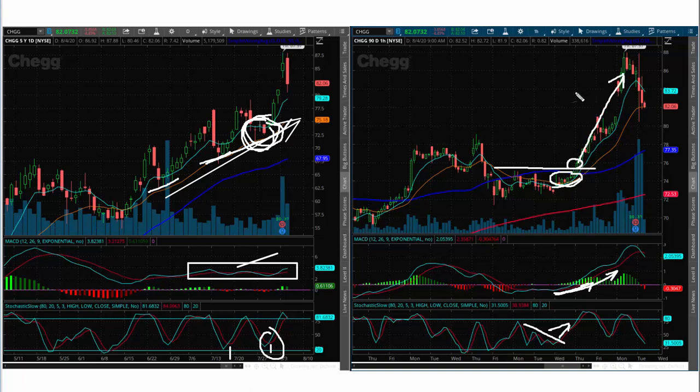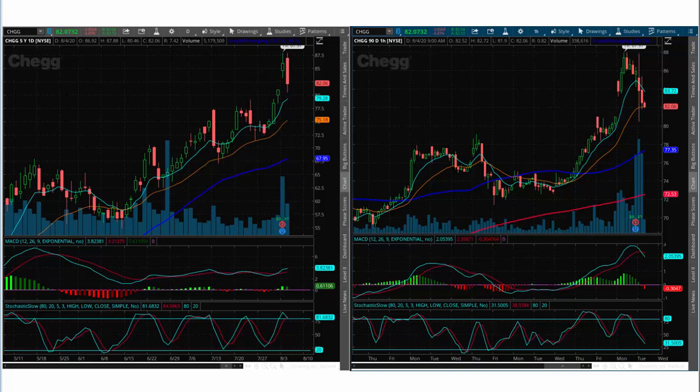Let me delete these lines. It all starts with just the fact that this is trending up. That's the most important indicator that I have, that it's just trending up. All right, let's go to the next one.